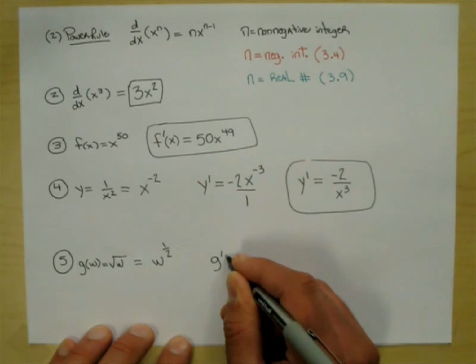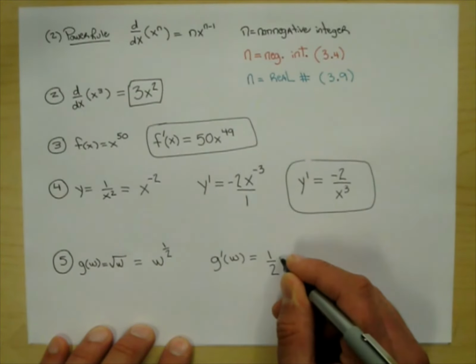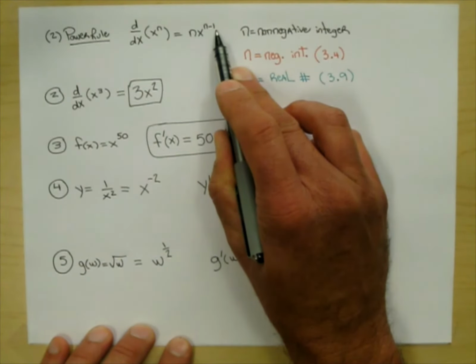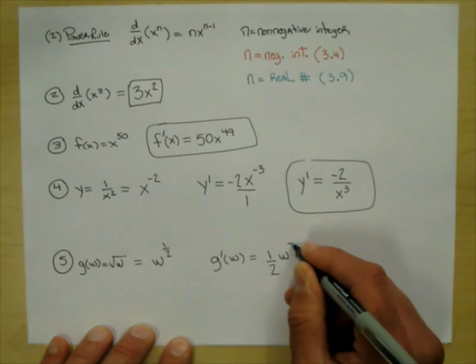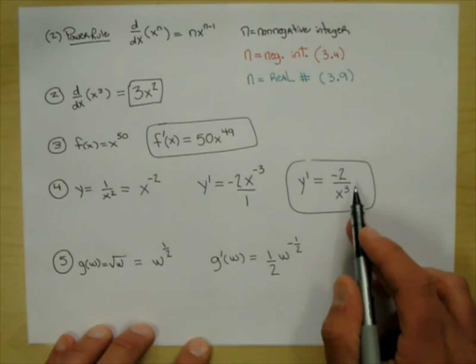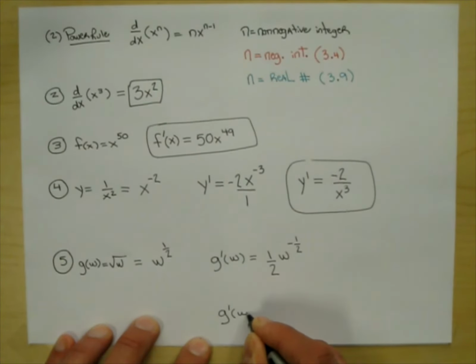We have g prime of w equals, okay, power rule. So this 1/2 is going to jump out front. You're going to have w, and then you're going to go 1/2 minus 1. Well, what is 1/2 minus 1? It is negative 1/2. Okay, so the same thing as in the last problem. We do not want a negative exponent in our answer. So our derivative will equal 1 over 2 times w to the 1/2. Cross the line, change the sign. So this is an acceptable answer.